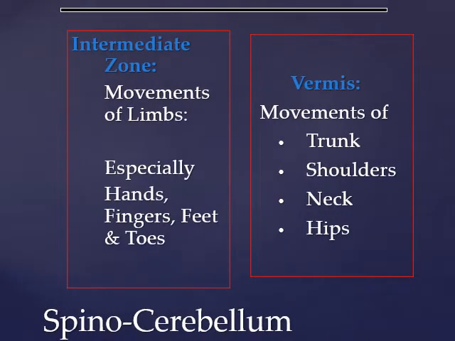The spinocerebellum. Now, in the spinocerebellum, you can see the vermis, which we said had representation from the axial part of the skeleton. So it would be coordinating the movements of the trunk, shoulder, neck, and hips. And the intermediate zone, which we said usually gets input from the distal part of your body, usually the hand, fingers, feet, and toes, usually provides the circuitry for coordinating mainly movements of the distal portion of the limbs, especially the hand and the fingers.